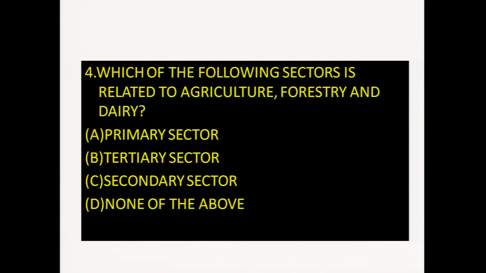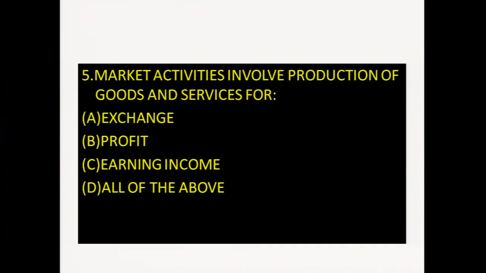Next question. Which of the following sectors is related to agriculture, forestry and dairy? Is it primary sector? Is it tertiary sector? Is it secondary sector or none of the above? What could be the answer? Yes, it is the primary sector because it is related to nature. Next question. Market activities involve production of goods and services for option A, exchange, option B, profit, option C, earning income, option D, all of the above. The answer is obviously all of the above.